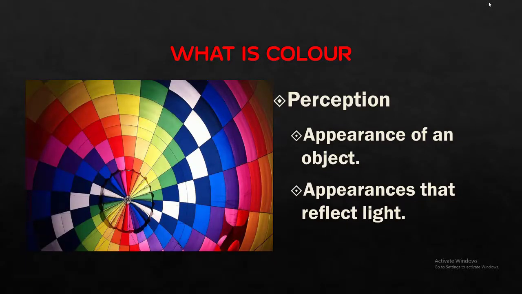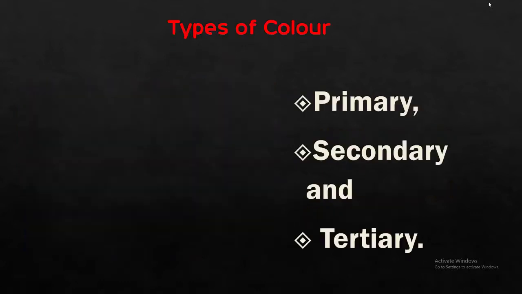What are colors? Colors are perceptions, they are simply the physical appearance of an object. They are appearances that reflect light. At the same time, colors elicit emotions and feelings. They carry certain information. The importance of color in a design is that it enables an audience to form an initial impression of a brand without knowing what the product is about.